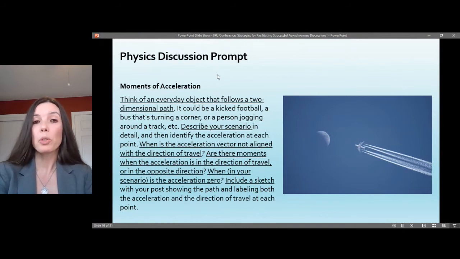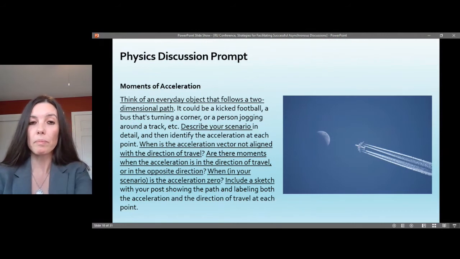And finally, they must create the ultimate Bloom skill, a sketch that shows the path of acceleration with labels for the direction of travel. This is ideal.